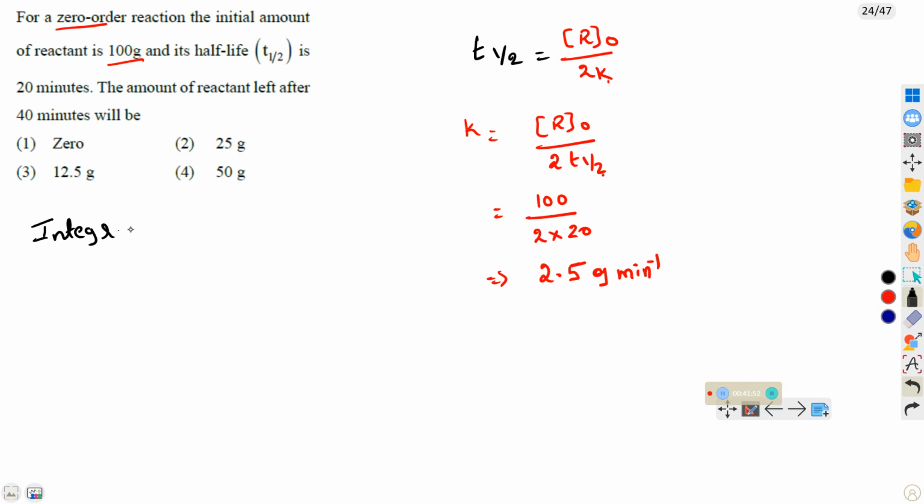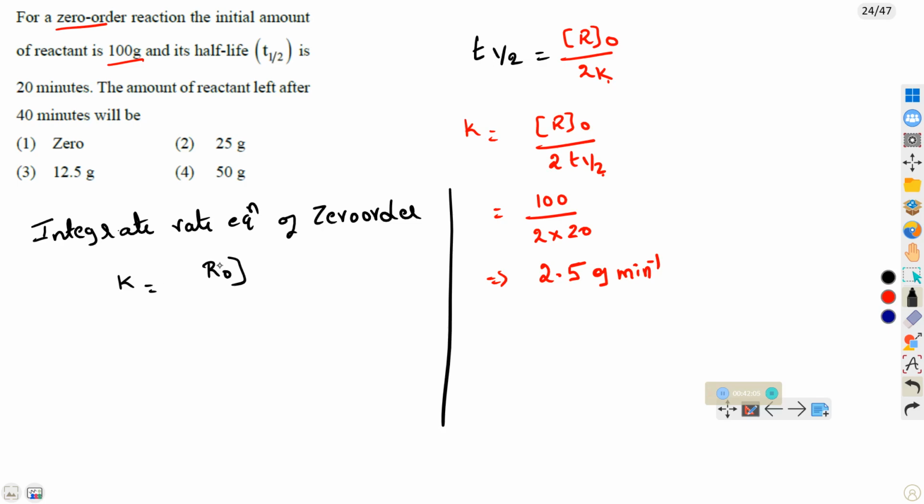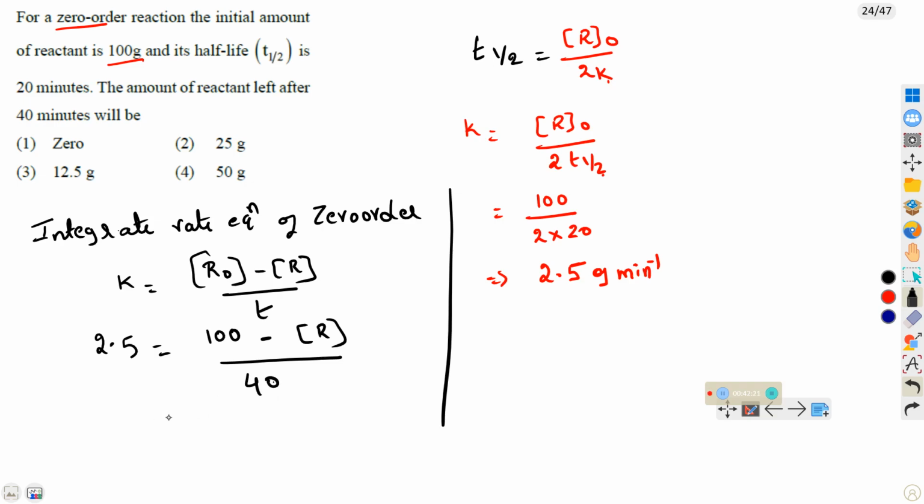Now, integrated rate equation of zero order reaction. K is equals to R naught minus R by t. K value calculated 2.5. R naught value 100. R value calculate. Time is given as 40. Simplify. 40 into 2.5, 100 is equals to 100 minus R. R is equals to 0. First option correct.